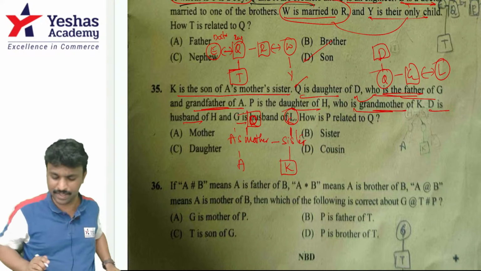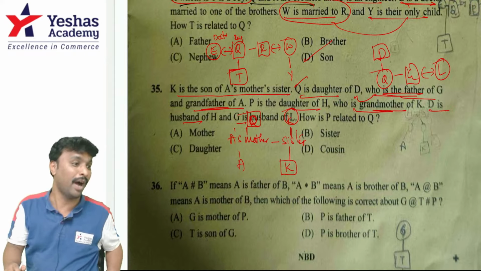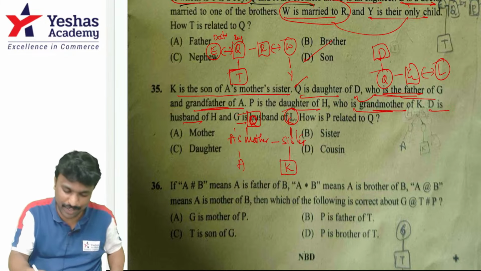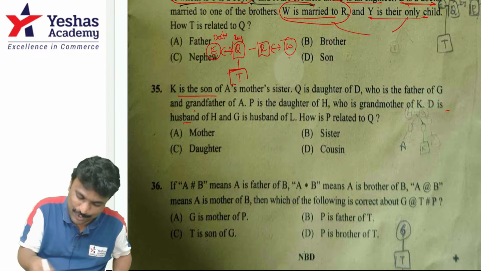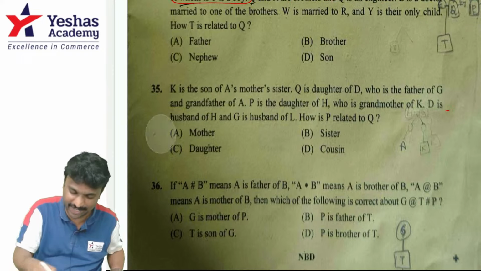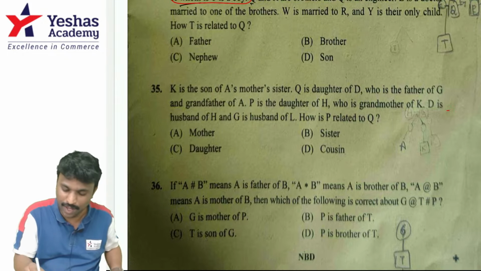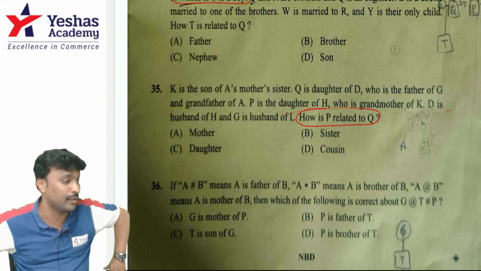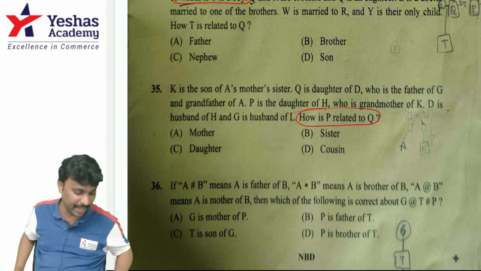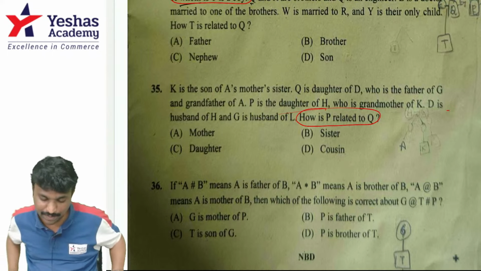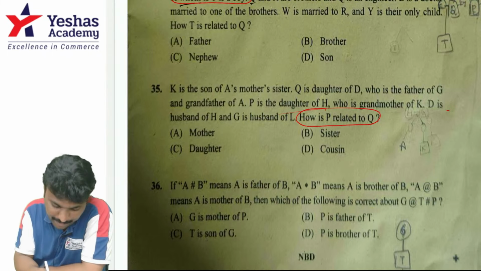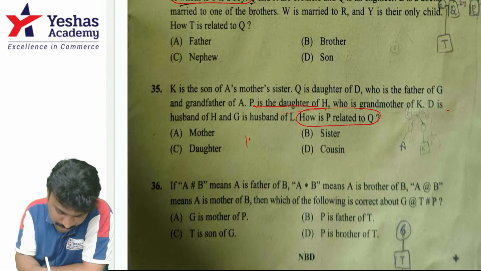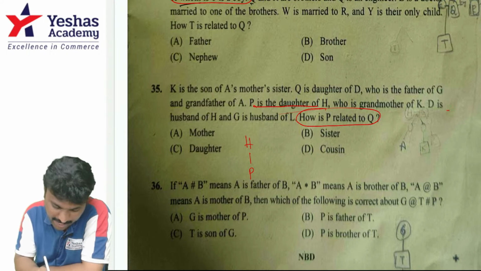What is the question they have asked? How is P related to Q? So guys, you need not draw so much for such questions. What to do? Look at what is asked. How is P related to Q? That's what is asked, right? So find out the statements connected to P and Q. Regarding P, they have said daughter of H. P is a daughter of H.